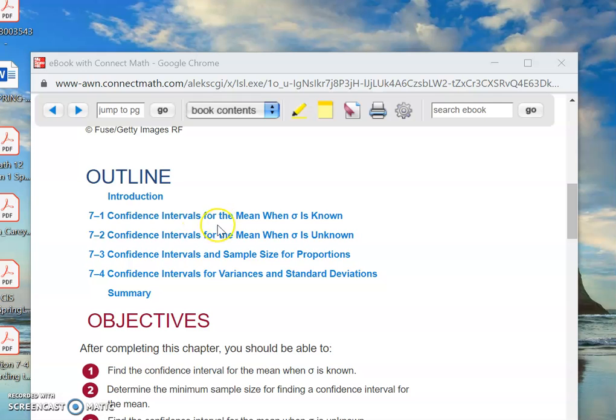So what we've been doing is talking about confidence intervals, and we've been doing this for the mean. We had 2 sections for that, and we did it for proportions. Now we're going to talk about confidence intervals for the variances. And of course, if you know the variance, you know the standard deviation.